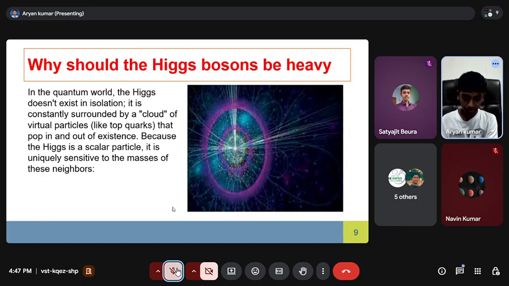So it's pretty amazing, right? There are so many top quarks, and there are the same number of stop quarks which are doing the opposite of the top quarks and maintaining the Higgs boson's mass at the same level.